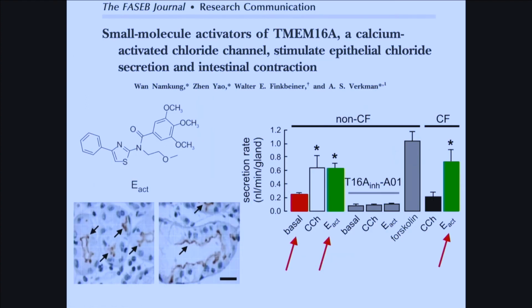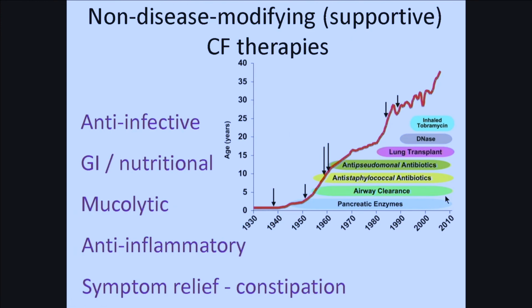Another target is TMEM16A, a calcium-activated chloride channel expressed, as shown here, in the airway submucosal glands that produce thin, non-viscous fluid onto the airways. We did a screen, found compounds, and found that the compounds increased airway fluid. So this is another possibility that needs clinical development.